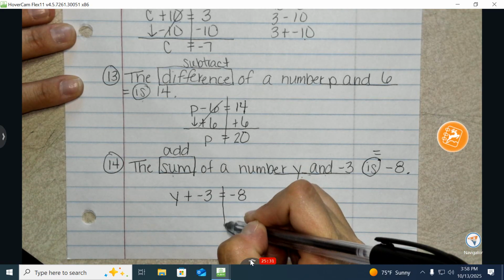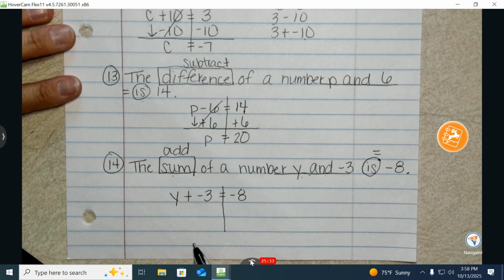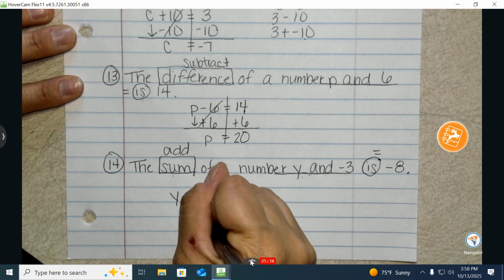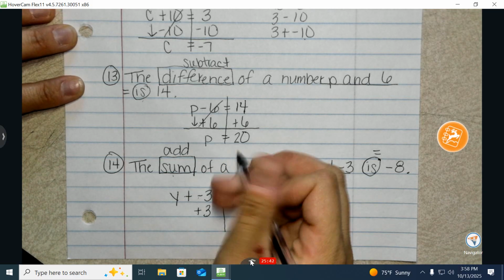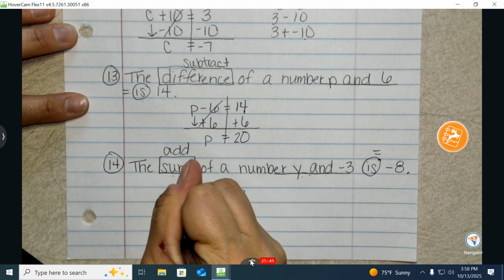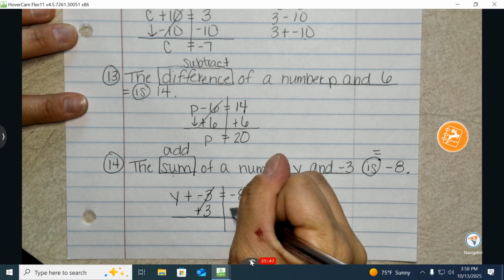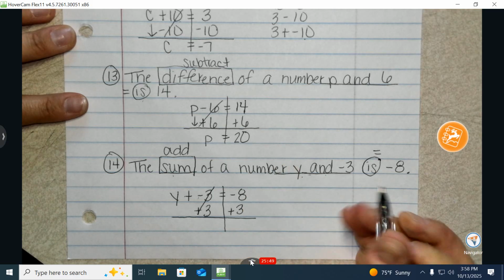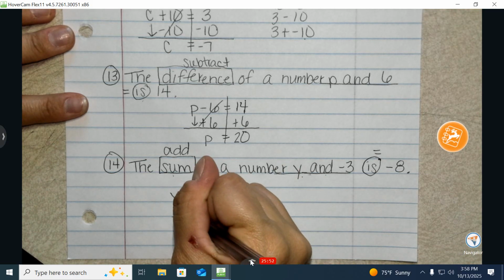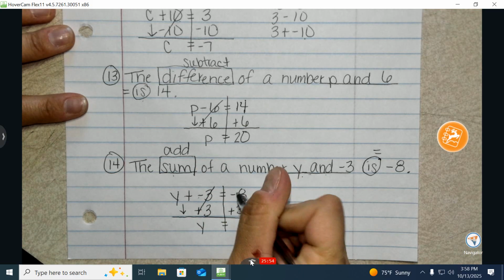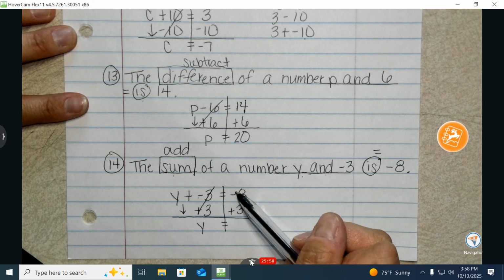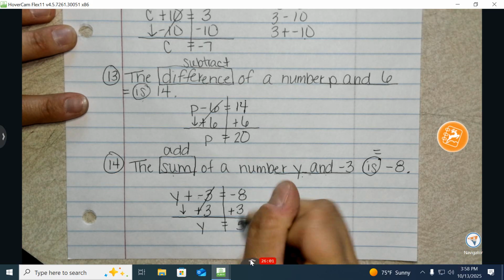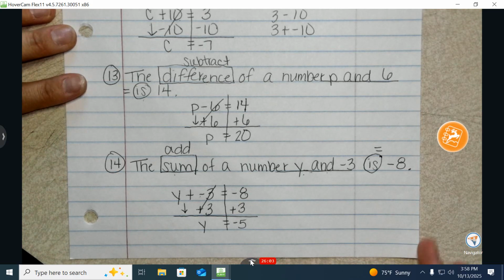Draw your line. Okay, so instead of it being a negative 3, we're going to make it a positive 3, because a negative 3 and a positive 3 equals 0. Remember, whatever you do to one side, you have to do to the other side. Bring down your y. Negative 8 plus 3, not like signs, so you subtract. 8 minus 3 is 5, and 8 has a larger absolute value, so it is negative.